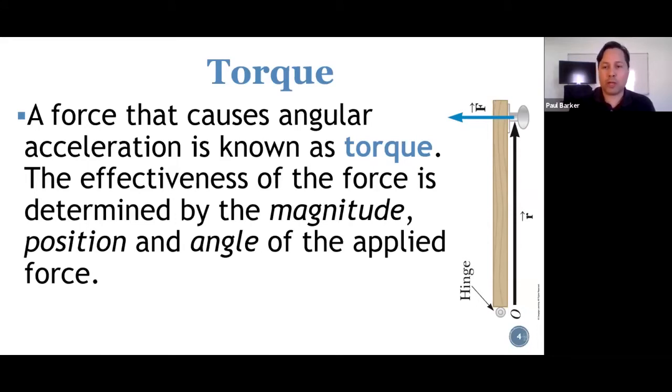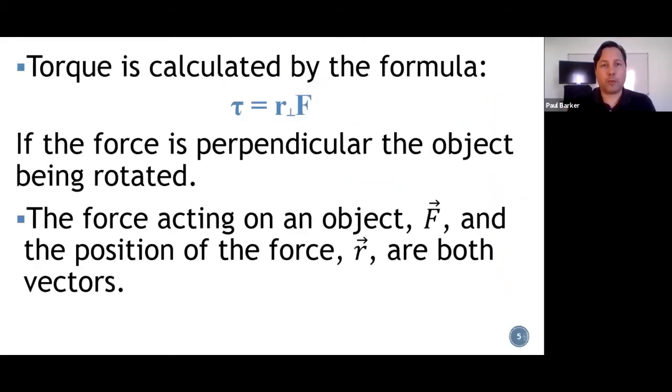Perhaps you're working on loosening a screw inside of the engine compartment in a car and you don't have the proper angle. Ideally, like I said, you want 90, but sometimes it's not possible. So the angle also plays a role. Torque is calculated by this formula: torque is equal to R times F, where R is how far you are from the pivot point where it turns, and F is the force. Now this formula is when the force is perpendicular to the object. The force acting on an object, F, and the position of the force, R, are both vectors, so you have to keep in mind there are positive and negative signs.